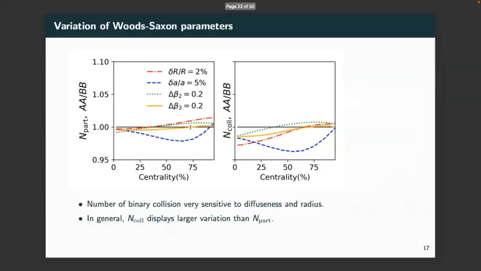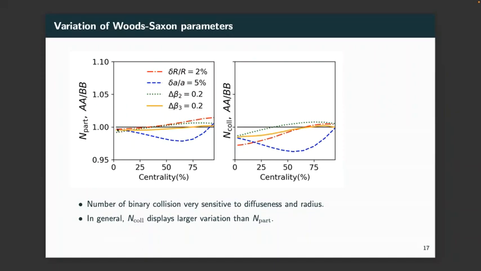Skip this. And using this model, you can start to study how the number of binary collisions and the number of participants change with variation of the nuclear structure parameters. On the left is N_part, on the right is N_coll, taken as isobar ratios, with the reference nucleus assumed to be a round nucleus.